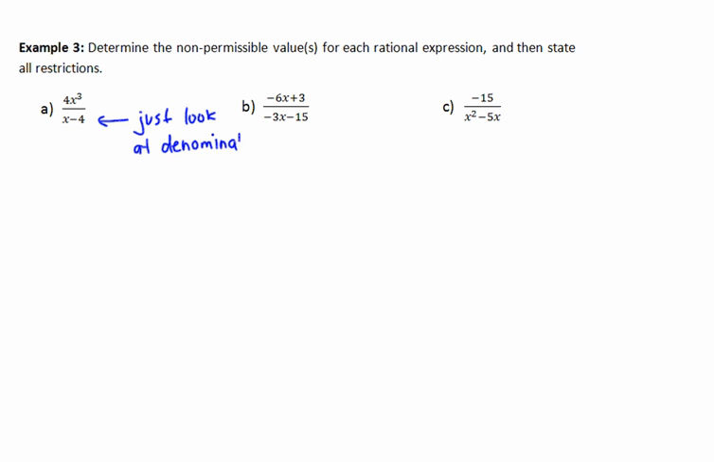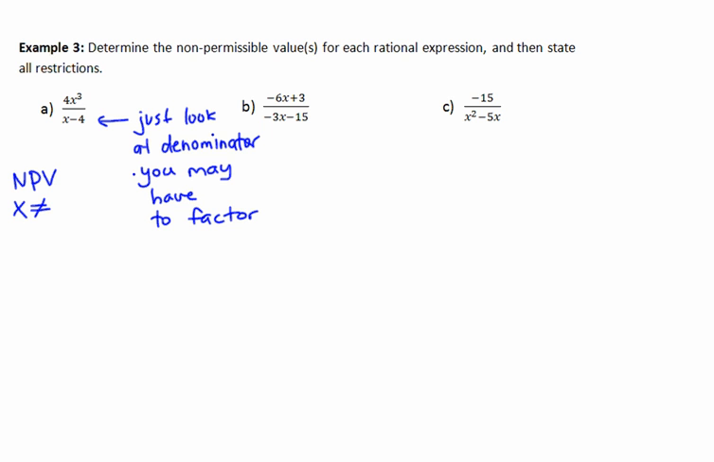And what form might you have to put it in? Not this time. What might you have to do to the denominator to figure out the non-permissible value? You may have to factor it. Okay? You may have to factor. Can you factor this? No. Okay, so what's the non-permissible value? What's our NPV? What can't x be here?